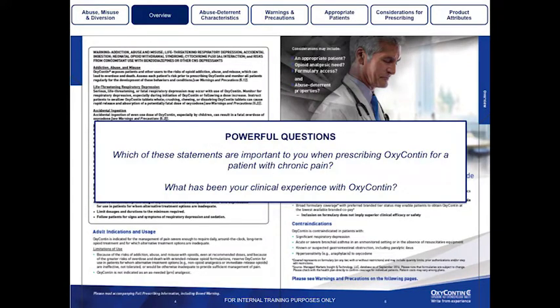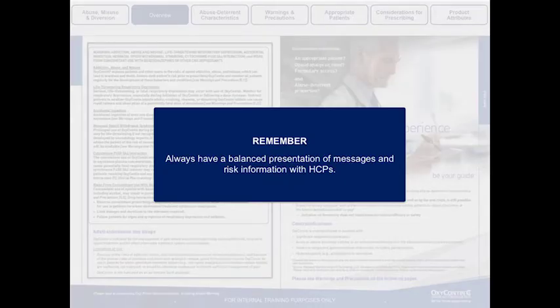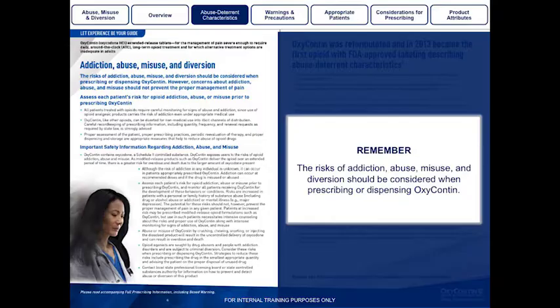In your discussion with an HCP, some possible questions you may ask are, which of these statements are important to you when prescribing OxyContin for a patient with chronic pain? And what has been your clinical experience with OxyContin? Make sure that you capture and report any adverse events that HCPs may share with you according to company policy when you ask this last question. Remember, always have a balanced presentation of messages and risk information with HCPs.